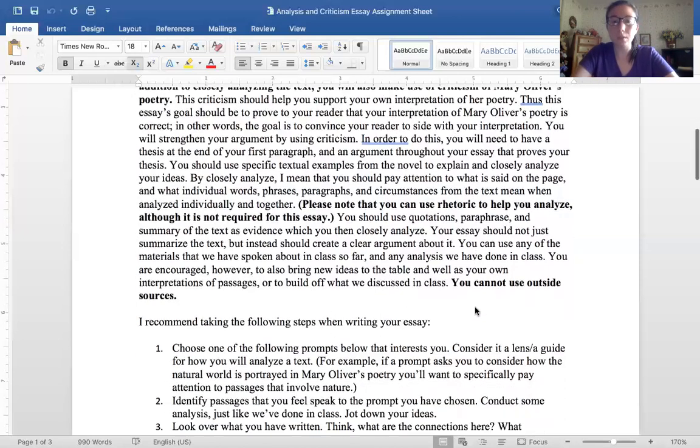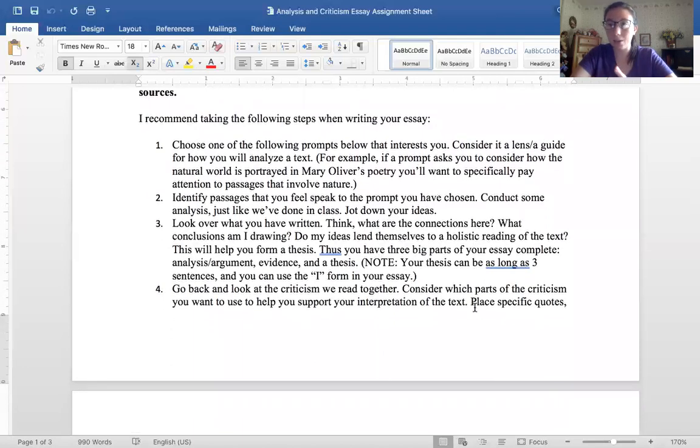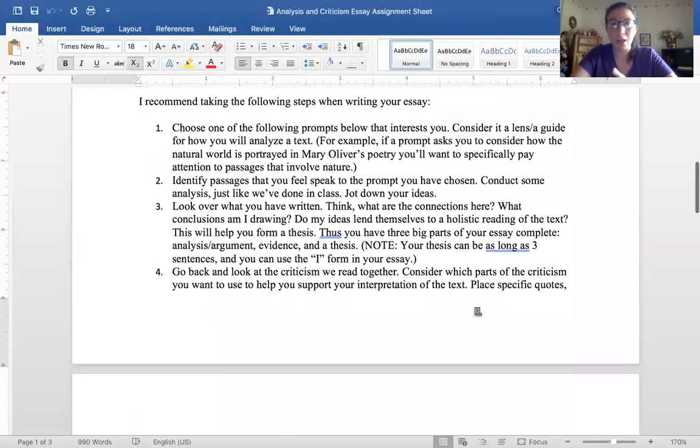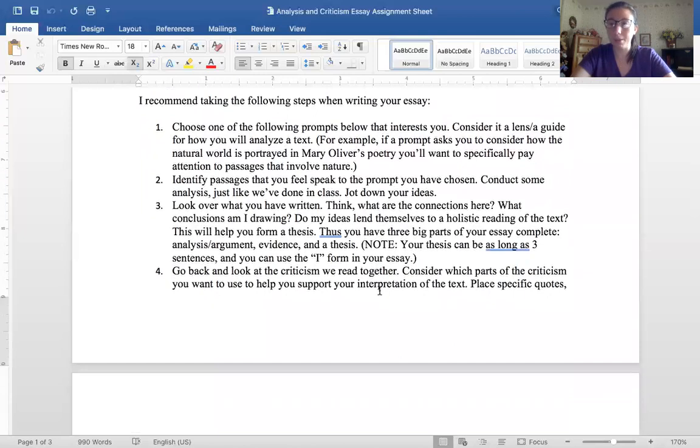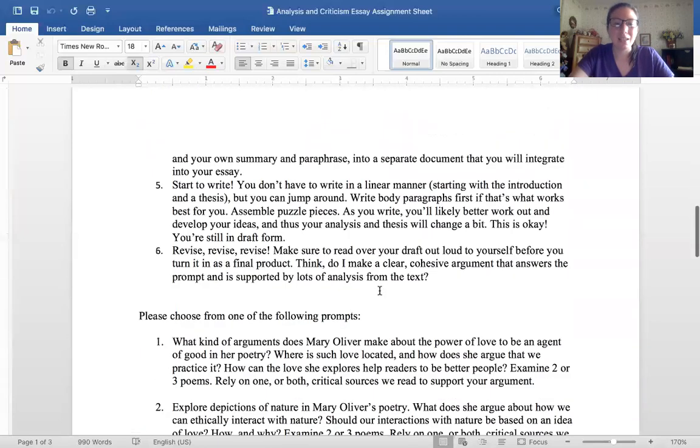And then here are just, again, like I had on your first assignment sheet, some steps that I recommend you take if you're like, oh my gosh, where do I start? Which is totally legitimate. When writing an essay, I still get those feelings too, of sheer panic of how do I even begin to tackle this beast?